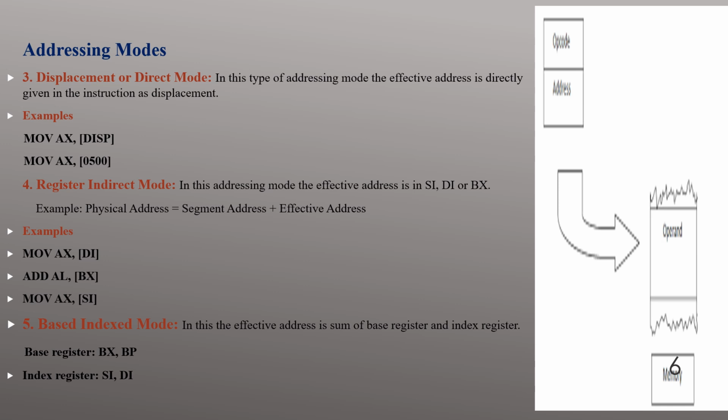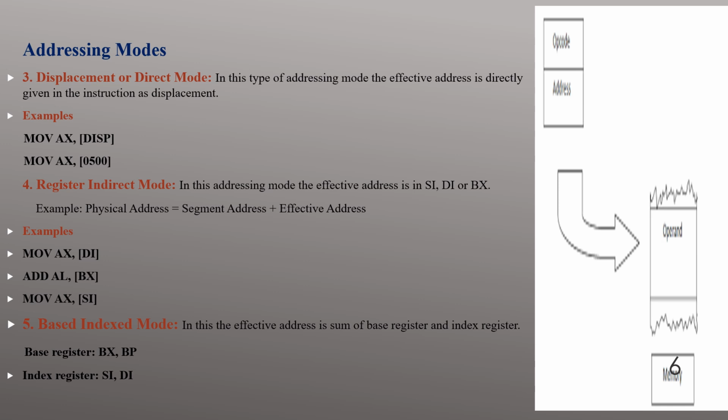Fifth one is based index mode. In this mode, the effective address is calculated as the sum of a base register and an index register. It combines the benefits of both base and index registers, allowing for complex data access patterns, ideal for accessing elements in data structures like arrays. Example: MOV AX, BX plus SI.